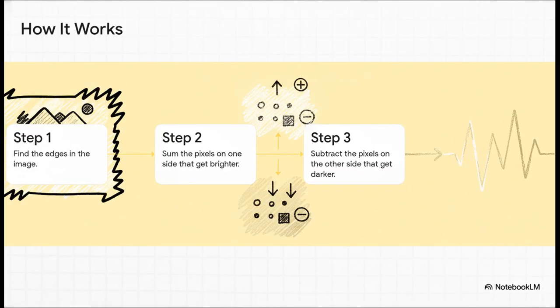So here's how they do it, broken down. First, the program finds all the sharp edges in the video frame. Then, for every single frame, it adds up the brightness changes on one side of the edge and subtracts the changes on the other. It boils all that complex visual information down to just a single number that goes up and down over time. And that fluctuation, that is the sound wave.